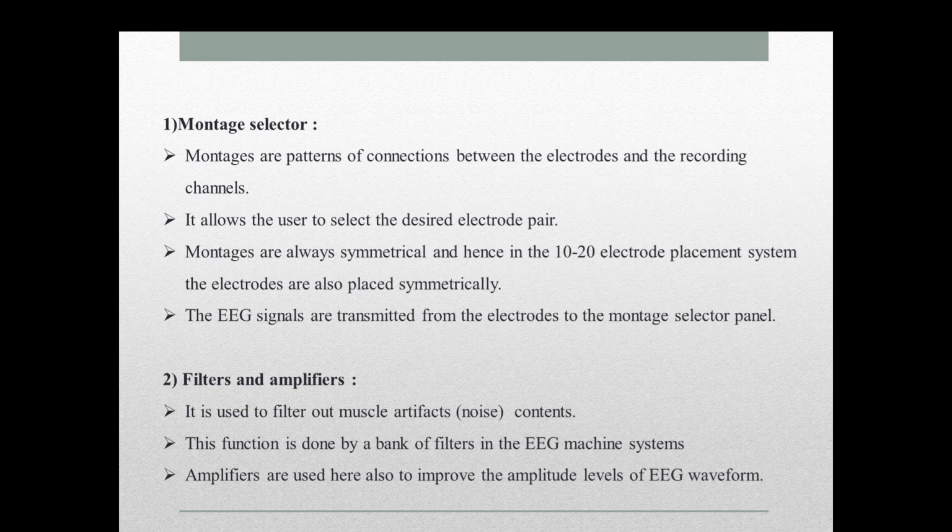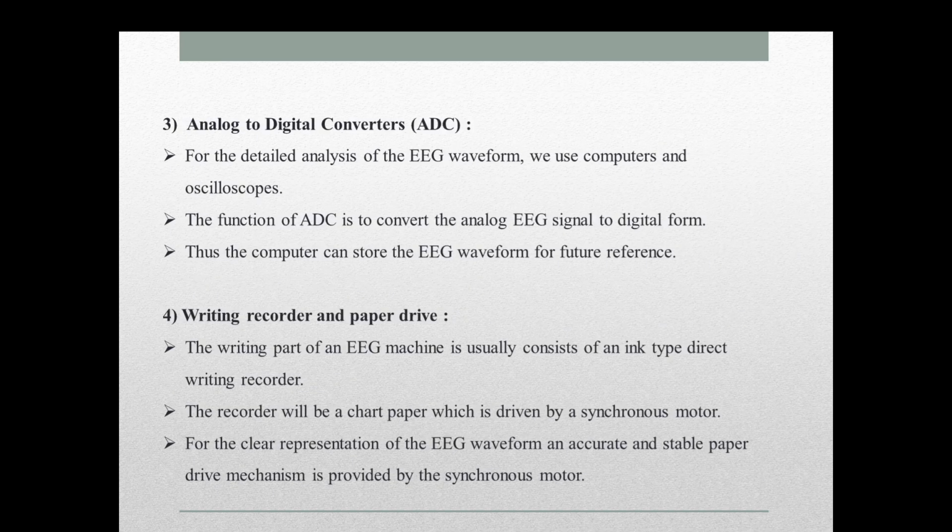That is noise. To filter that noise, we use filters, and this function is done by a bank of filters. The EEG machines will have many banks of filters, and these filters will do that activity. And the amplifiers used here also improve the amplitude levels, which will give the best results of the electrical activity of the brain, so that it will improve the amplitude levels of the EEG waveforms.